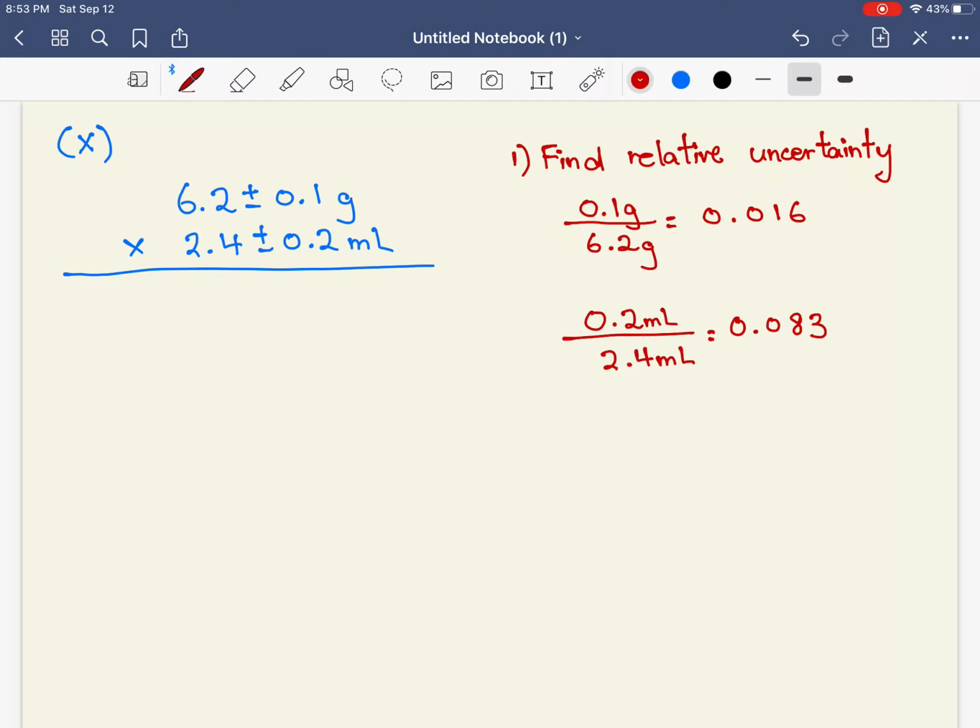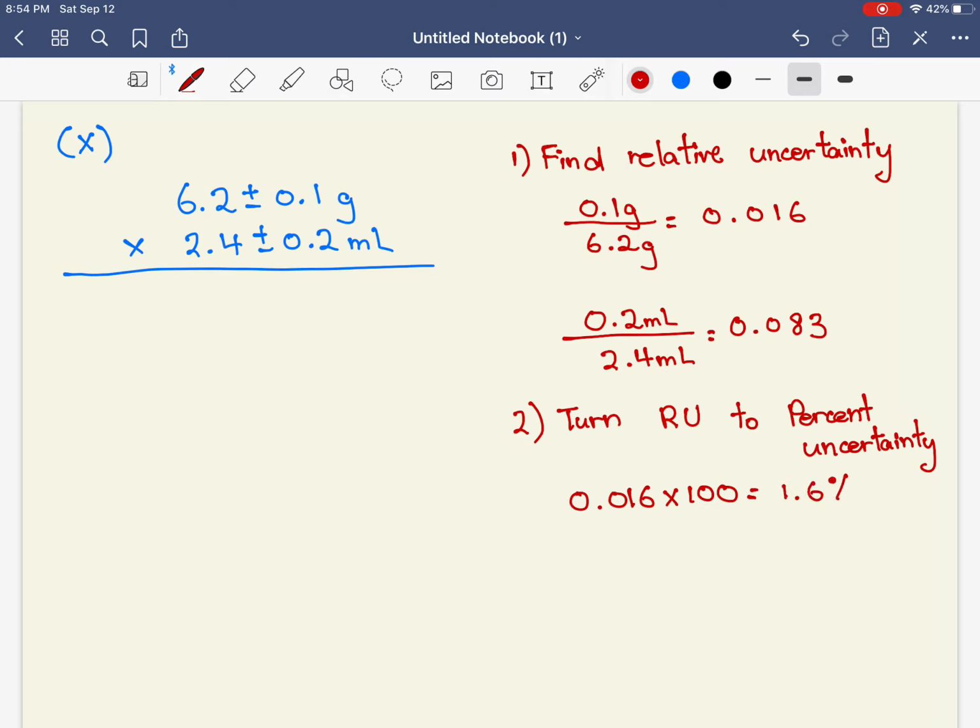Now, what some people do, and you don't really have to, is turn relative uncertainty into what we call percent uncertainty. Well, what is percent uncertainty? Percent uncertainty is really relative uncertainty. All you're doing is taking your relative uncertainty and multiplying it by 100. That's all you're doing. So obviously, your percent uncertainty is 1.6%, and for the other one, which is 0.083, you would multiply that by 100, and you're looking at 8.3%.